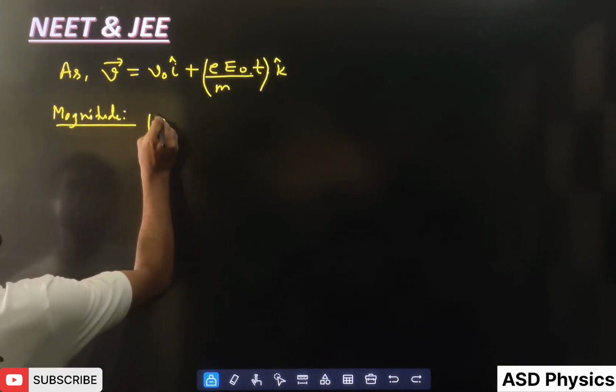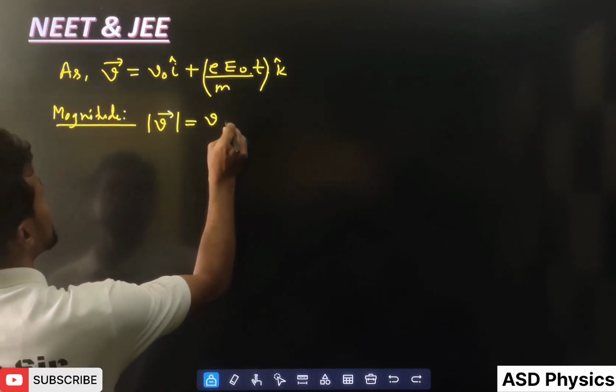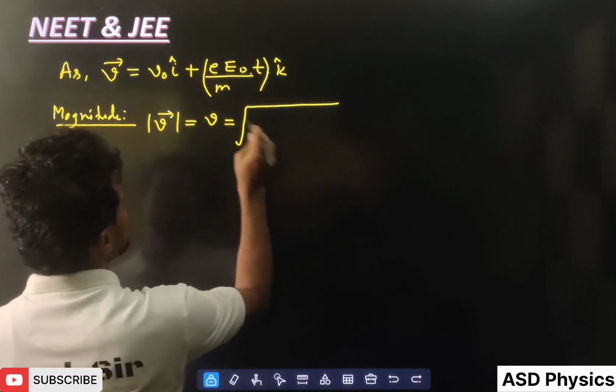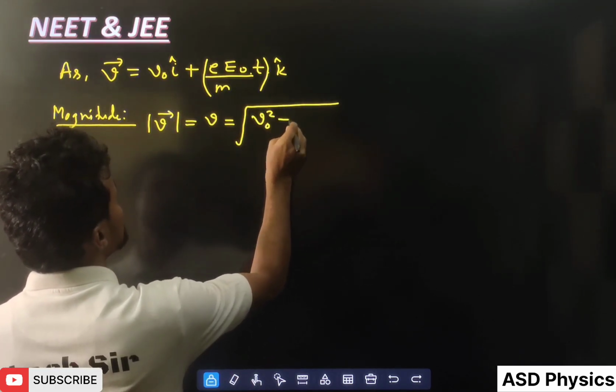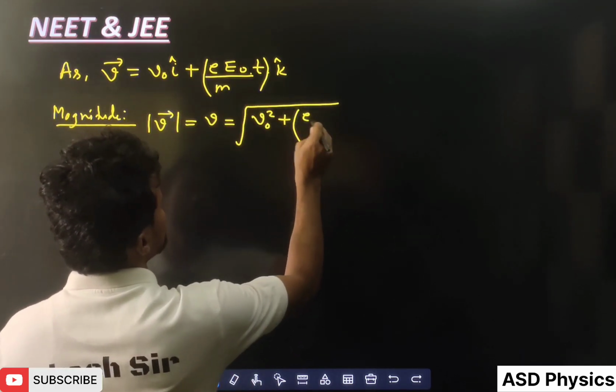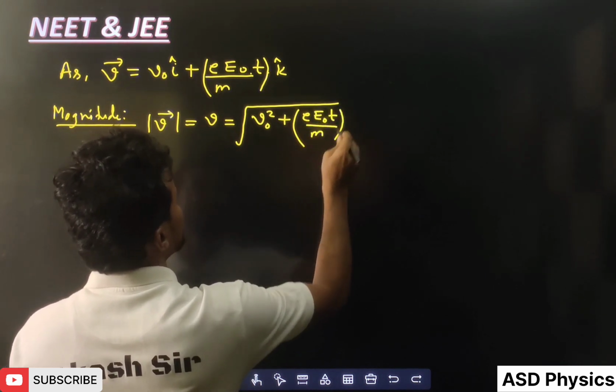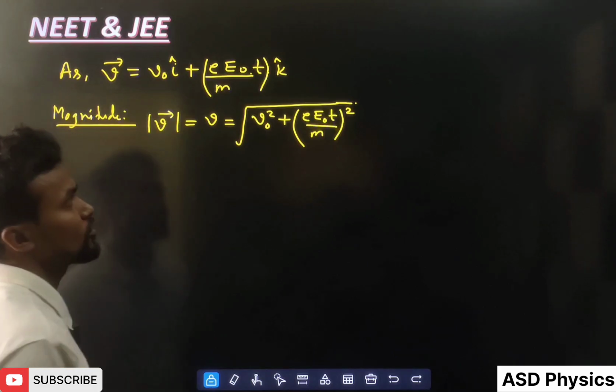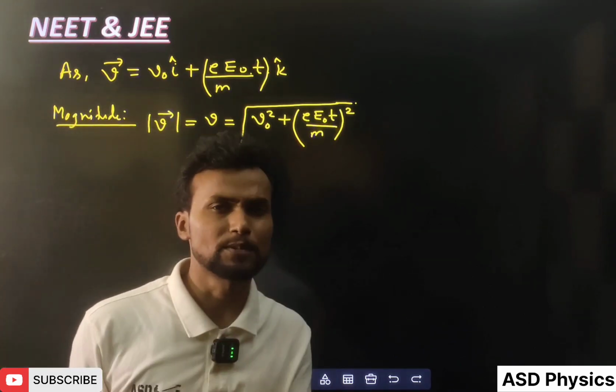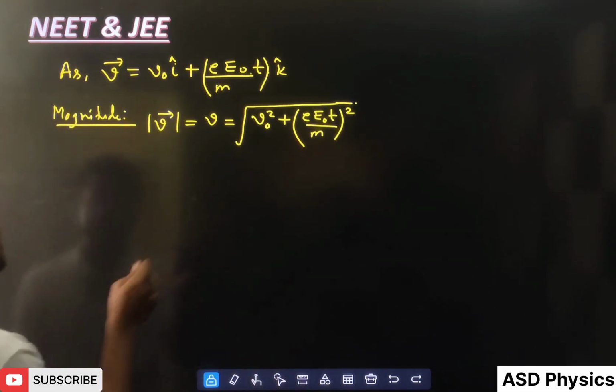It is given by mod v, or we can write just v is equal to the square root of coefficient of i cap square plus coefficient of k cap square, that is, v naught square plus E naught t by m whole square. j cap is not there, okay. So this thing we have got here.